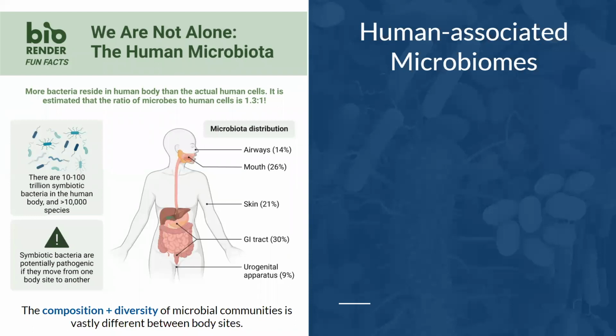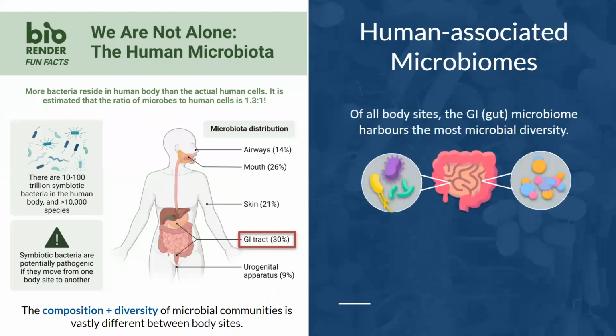So what I mean by that is some sites might be dominated by only a handful of species, whereas others are going to be dominated by thousands of different species. So the GI tract or gastrointestinal tract is often called the gut microbiome. And this is the site on the human body that harbors the most microbial diversity. And when I say diversity, I mean both in terms of the microbiota or the microorganisms themselves, as well as the microbiome as a whole, which includes any molecules or products that these microbiota are producing in the environment of our gut.